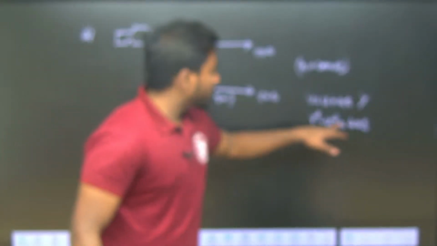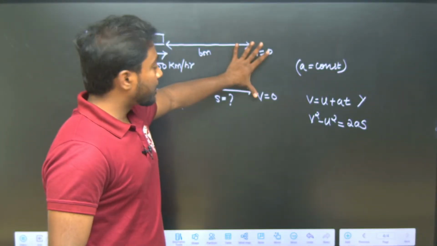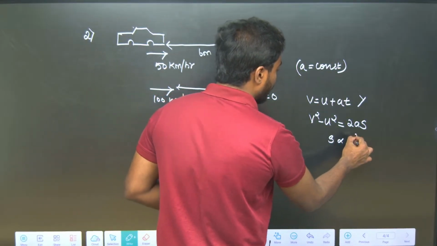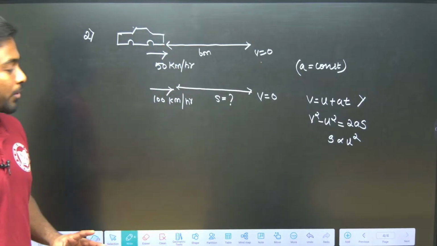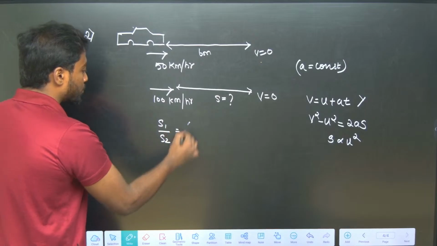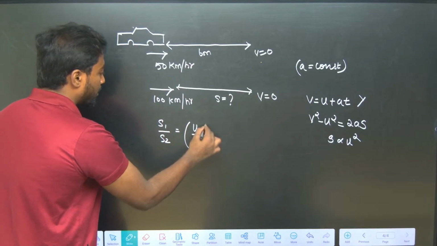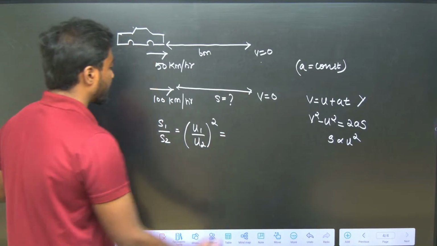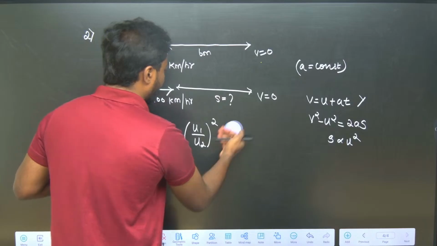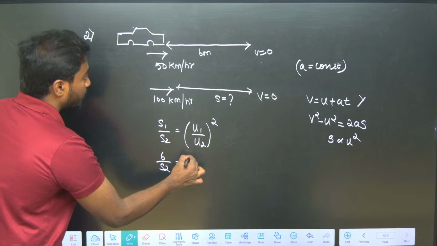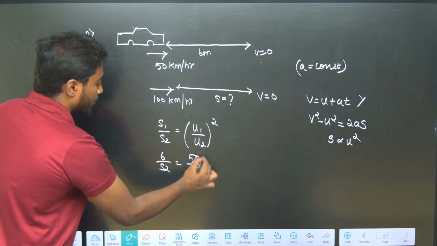In this, A is constant, and V is 0 only, like at last V will be 0. So can I say that S is directly proportional to U square? S is directly proportional to U square. So S1 by S2 will be equals to U1 by U2 the whole square, which is nothing but U1 is 50 kilometer per hour. Okay, let me write here only. So S1 is given 6 divided by S2. This is 50 and this is 100, the whole square.